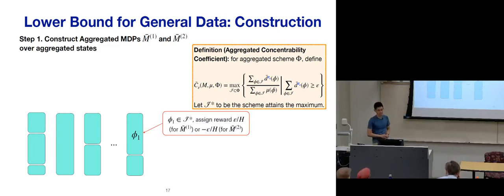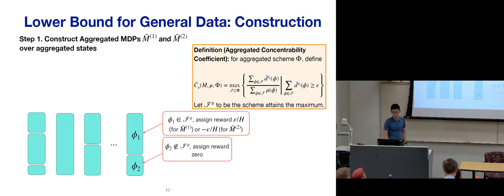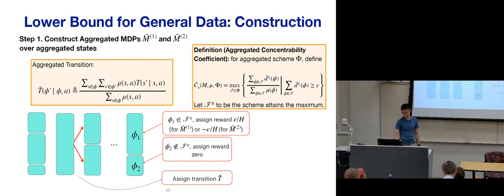And for those aggregated states which are within this I star, we will assign the reward epsilon over h and epsilon minus epsilon over h for this M1 and M2. And for the states which are not within this I star, we'll assign the reward 0 there. And for the transitions, we'll assign the aggregated transitions to be the aggregation transitions we defined previously for this aggregated MDP. In this way, we constructed this M1 bar and M2 bar over the aggregation states. And next, we'll use this M1 bar and M2 bar to construct the MDPs required.